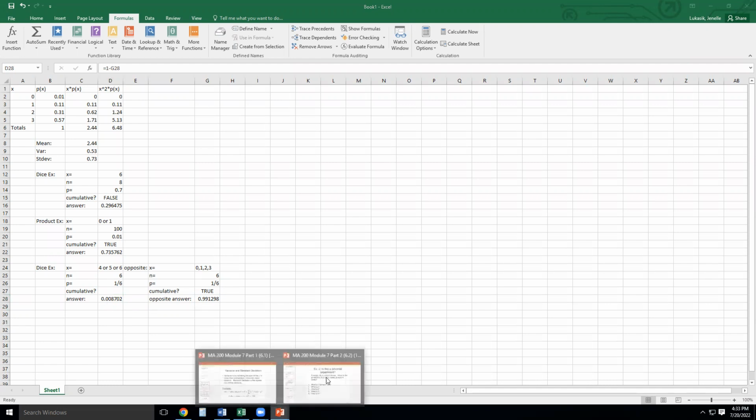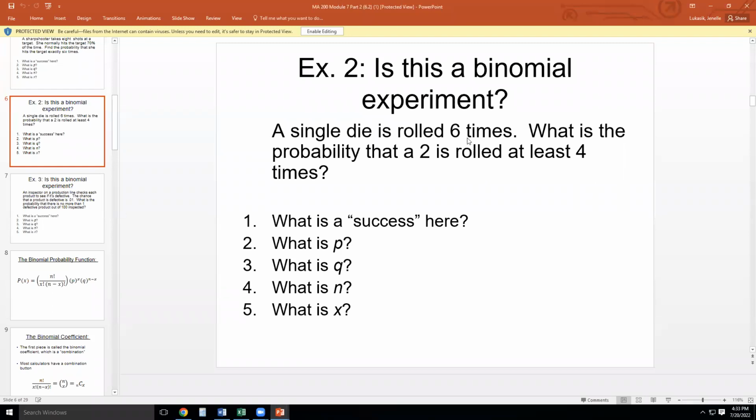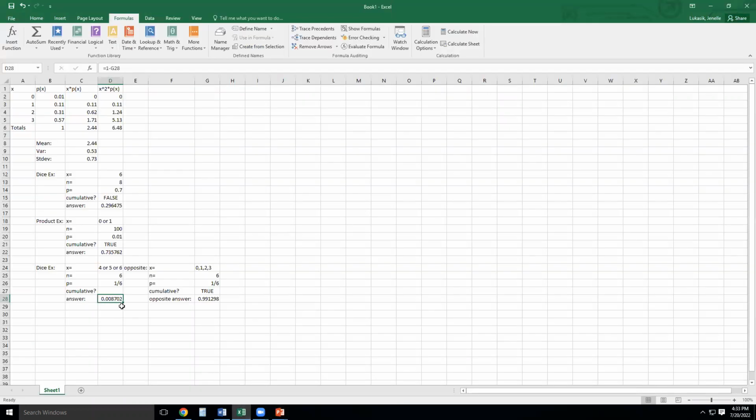That should make sense. If we're only rolling a die 6 times, you expect each number to come out once. For one of those numbers to come out 4 or 5 or 6 of those times would be a pretty unusual circumstance. It'd be pretty unlikely. So that's why it corresponds to a pretty low probability here.